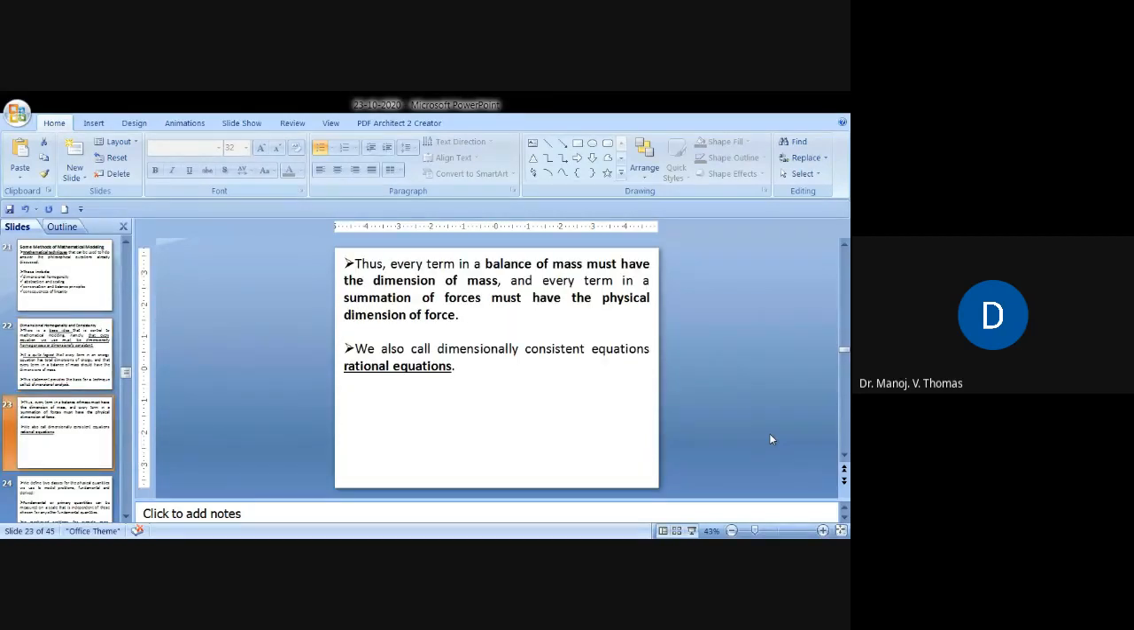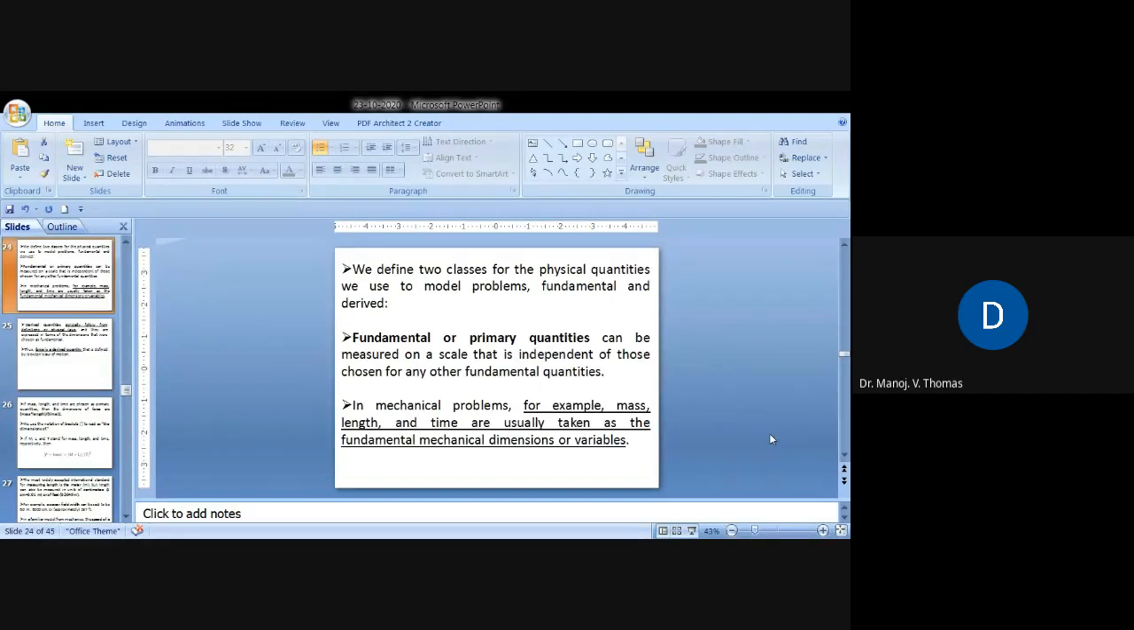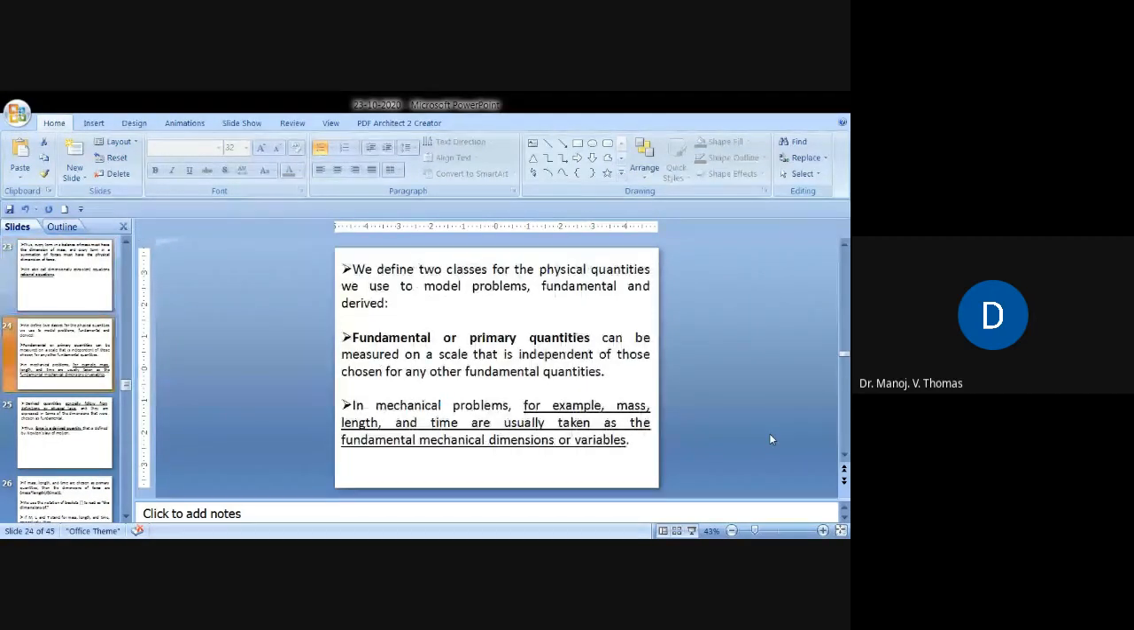Before that, we will see what the different physical quantities we use to model are. They are called fundamental and derived. Fundamental quantities are, as you have studied in physics, mass, length and time, which are usually taken as the fundamental mechanical dimensions or variables. They can be measured on a scale that is independent of those chosen for any other fundamental quantity, because mass is independent of length, and length is independent of time. So they are called fundamental or primary quantities.